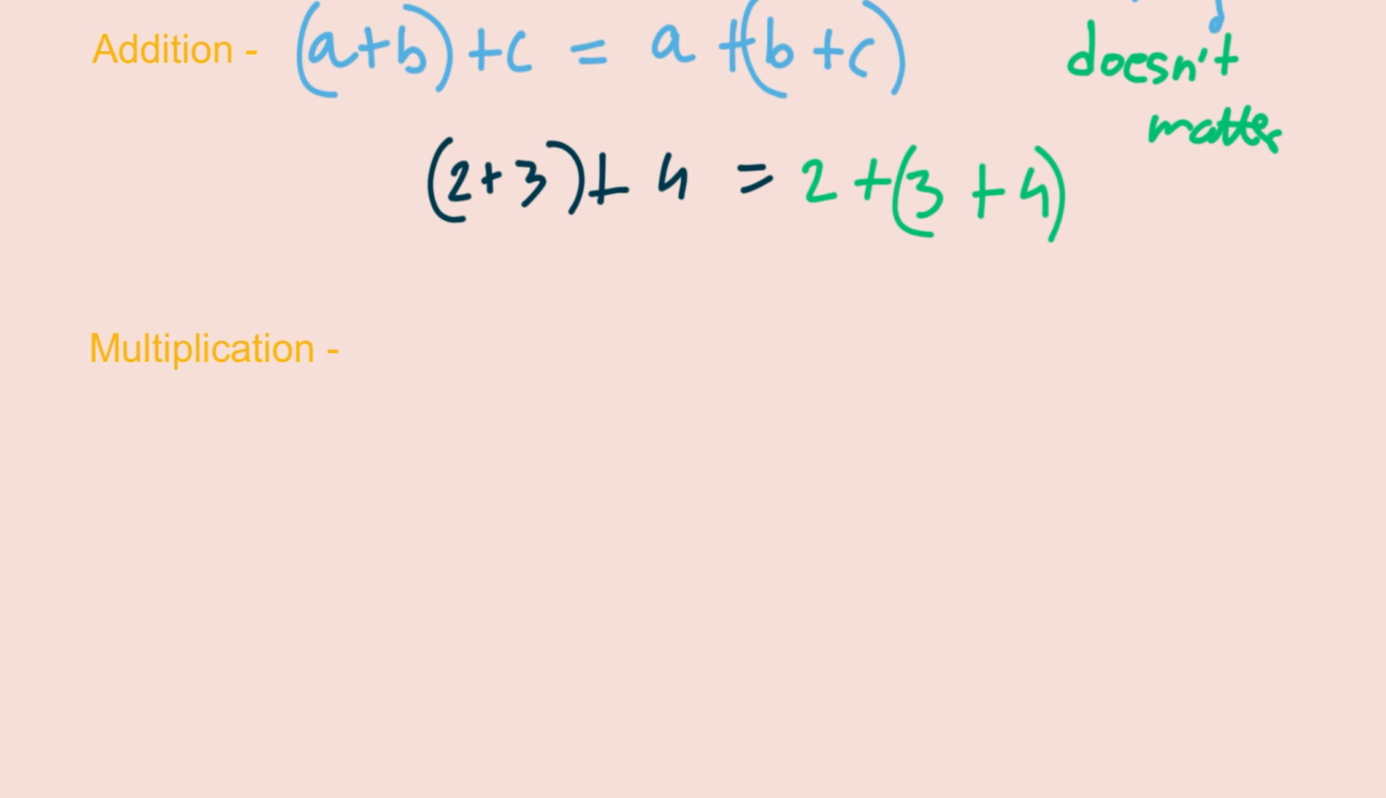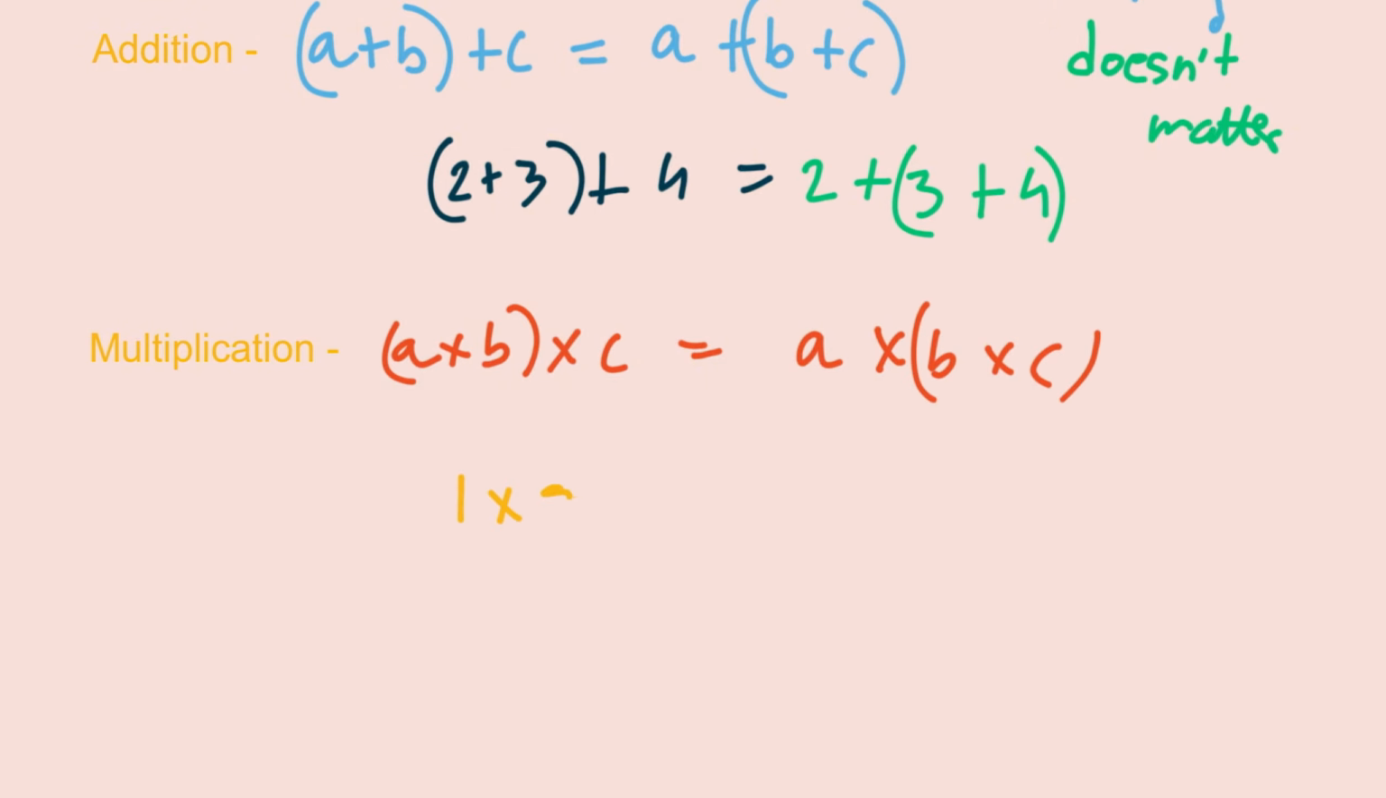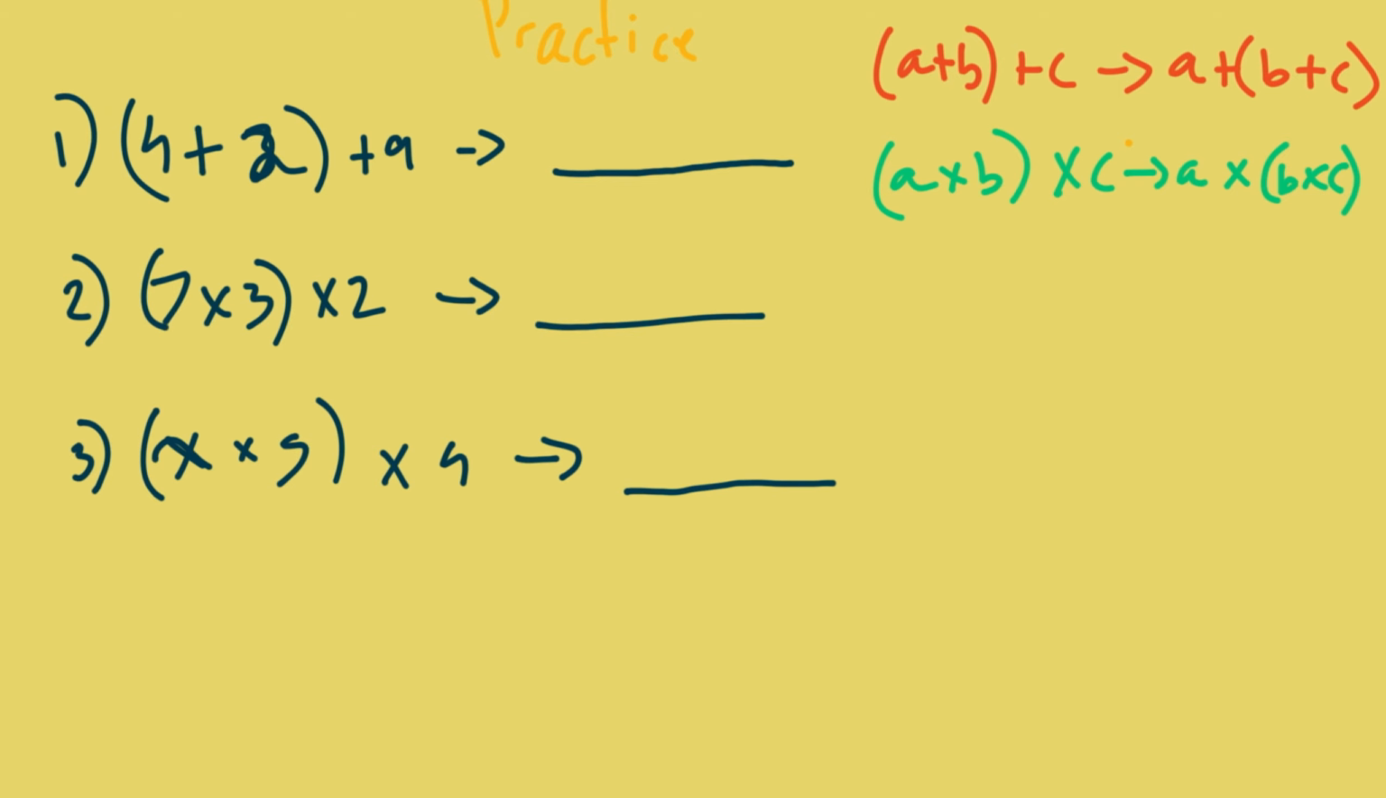Multiplication is the same idea, except it's all multiplication now. So A times B times C is the same as A times B times C with B times C in parentheses. Example, 1 times 5 times 6 is the same as 1 times 5 times 6 regrouped. Okay, now I'm going to give you more practice problems. Pause the video. I put the rules up there for you, so just rewrite it using the associative property.